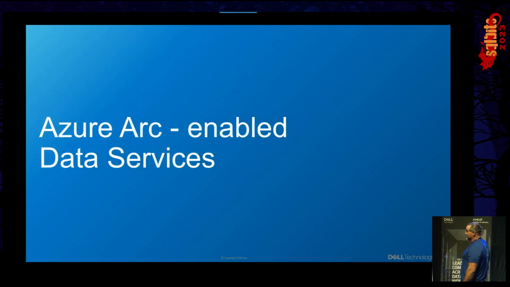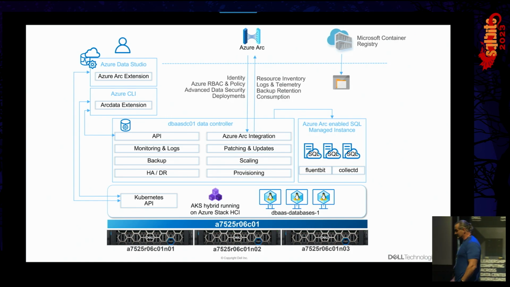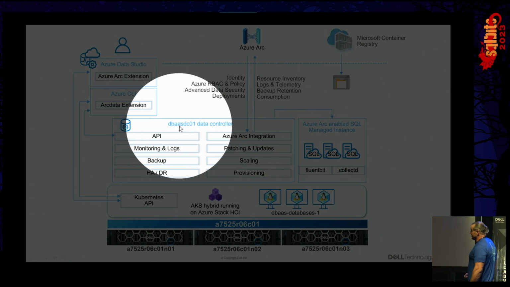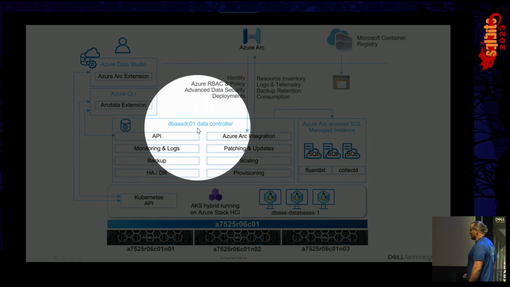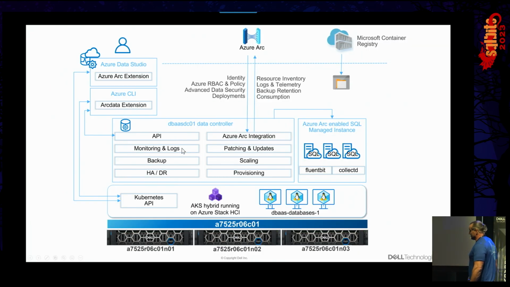So Arc-enabled data services. This is the product that really makes my socks go up and down. I love it. I've written probably 5 papers on this topic in the past 16 months. This is a lot of lines on the screen here, but this data controller came from our paper actually. This data controller right here, we called it DB as a service DC01. It controls everything in that box. It knows where the SQL MIs are. Obviously, then there's hooks down to AKS and HCI.